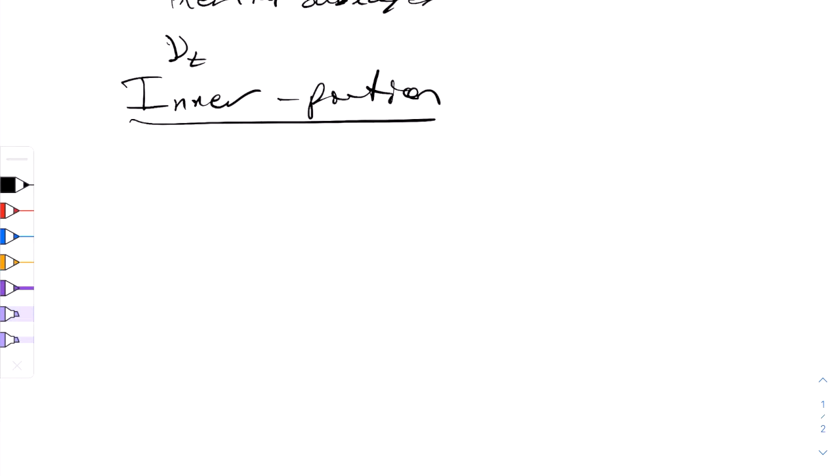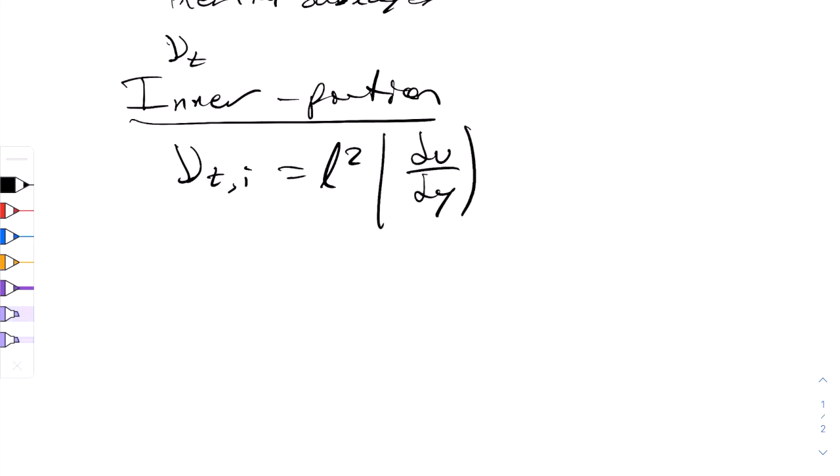Cebeci and Smith proposed nu sub t I, so sub I for inner, is equal to the length scale squared, times the magnitude of partial u, partial y, right? That's the derivative of the velocity in the streamwise direction with respect to y, the distance from the wall, times gamma. And we'll talk about gamma in a few minutes. But you'll note that it's the intermittency factor, and I is for inner.